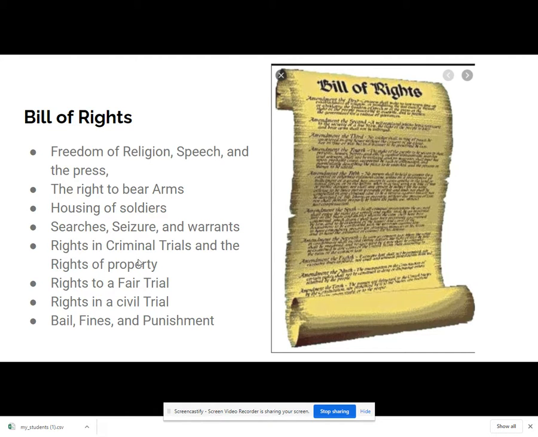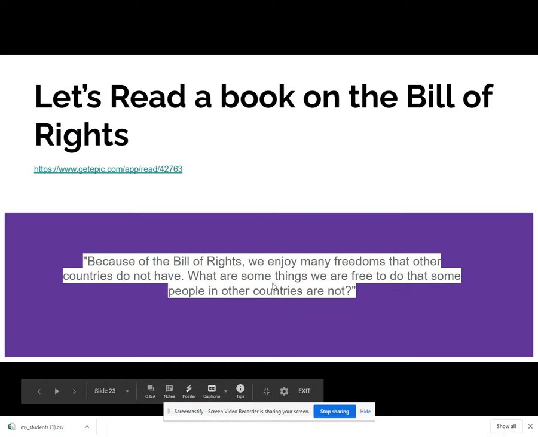We have rights in criminal trials and the rights of property, a right to a fair trial. So if you have been deemed to have done something, we have a fair trial with judges of your peers. You have rights in a civil trial and bails, fines, and punishments. So the Bill of Rights helps all of these types of things.